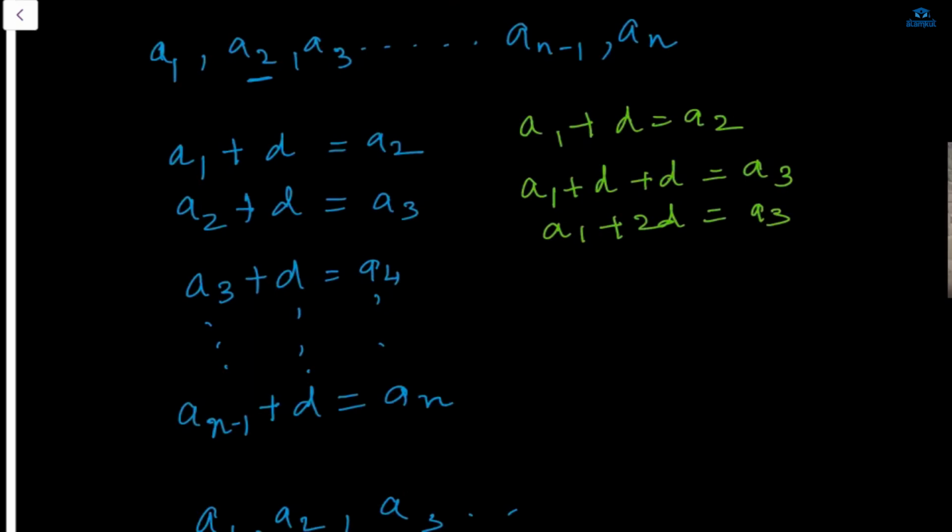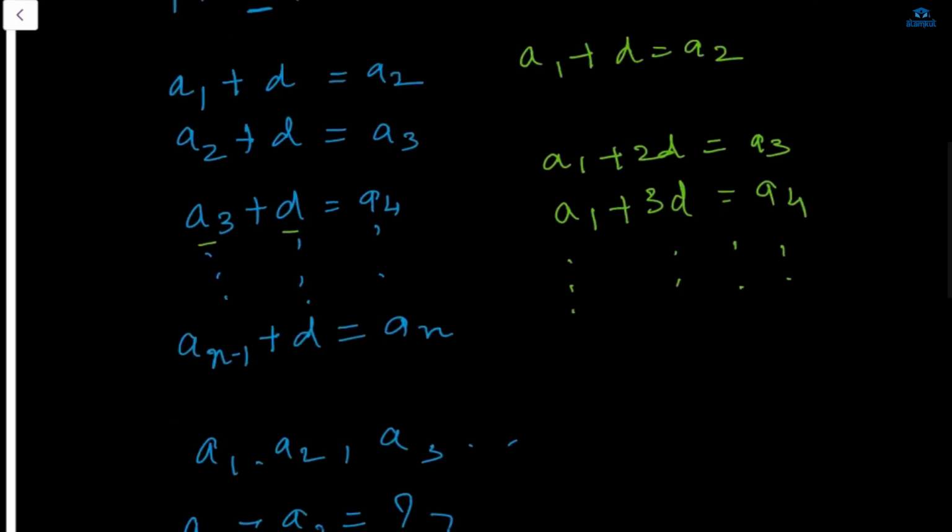If you are going to get A4, what is written for A4? A3 plus D. So what is A3? A1 plus 2D, and 1D is already added. A1 plus 3D. Did you see? So actually, I'm writing everything in terms of the common difference and the starting term, A1. And so on if you go.